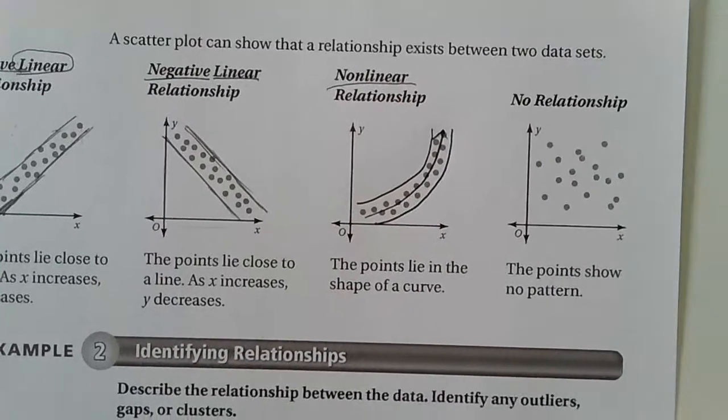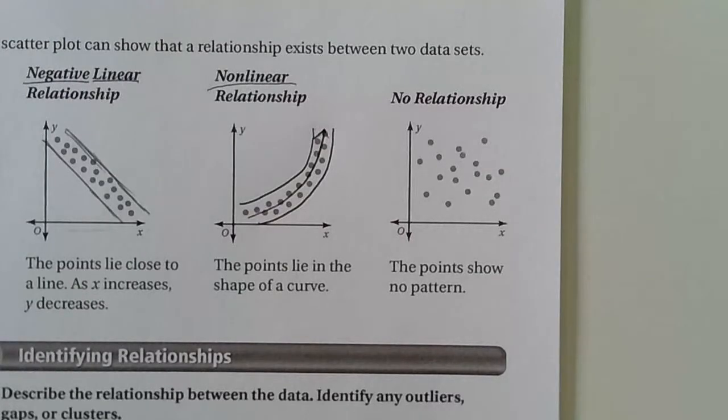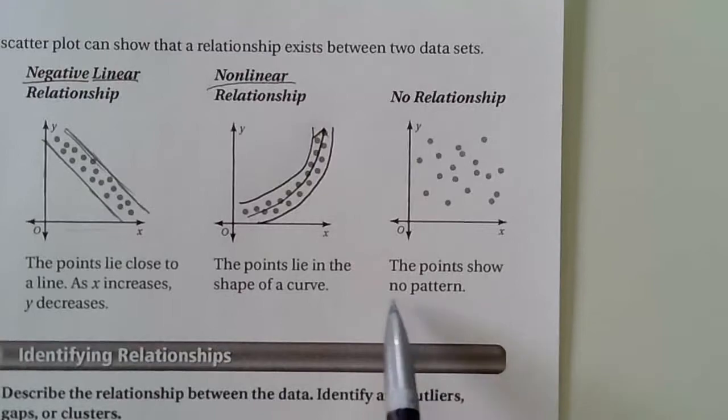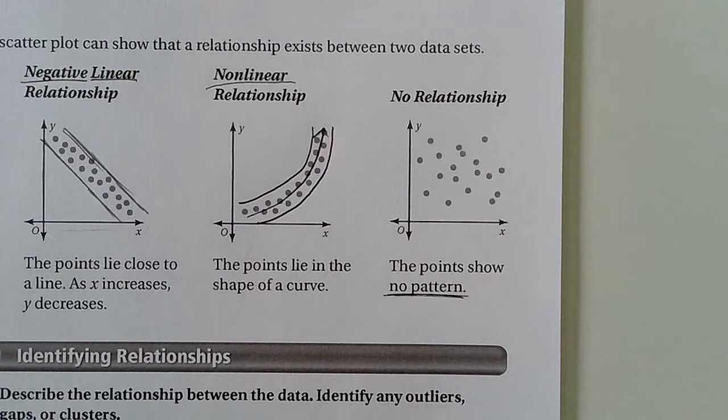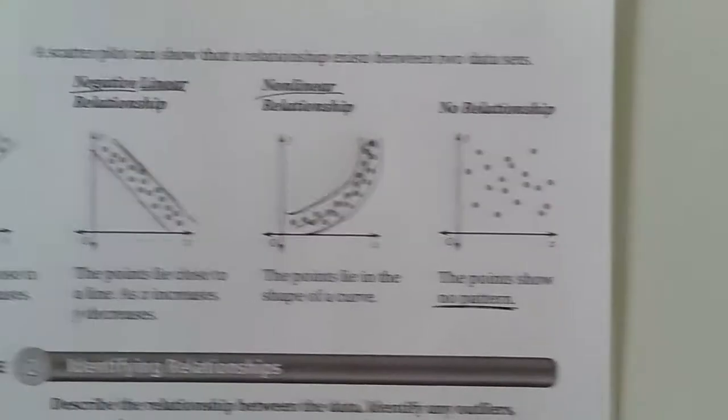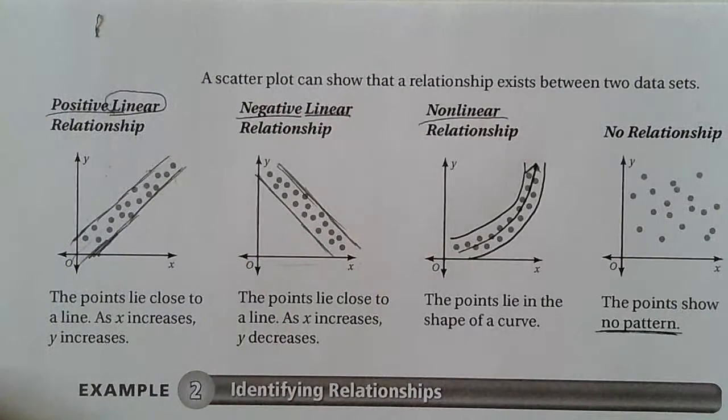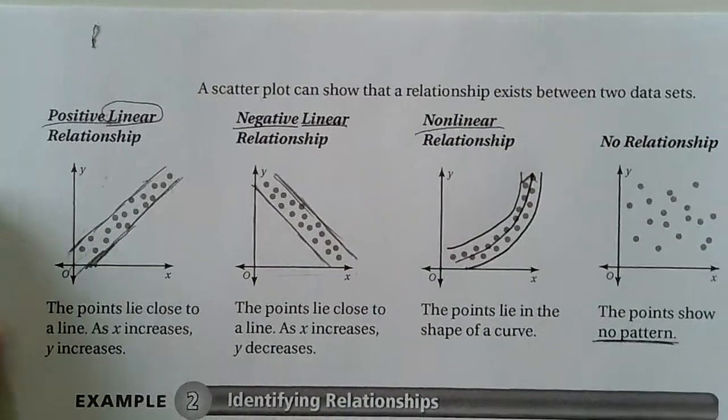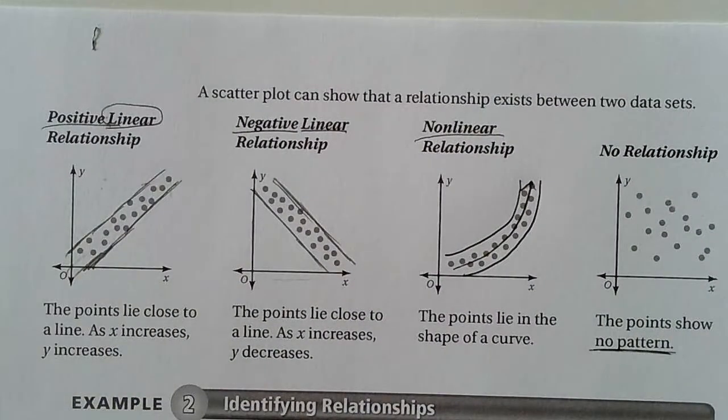And then the last one, no relationship. That's just kind of all over the place. That's a scatter plot where there's really not a pattern. There's not a trend. So the key is no pattern. And when we see no pattern, we would say there's no relationship there. So that's kind of identifying. When it says identify the relationship, it also has another word, and it's called correlation, which we'll get to in the next video. And that is how we can interpret a scatter plot.